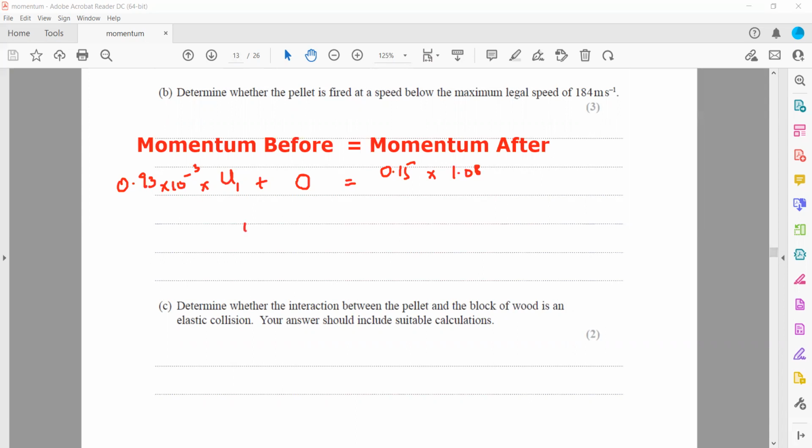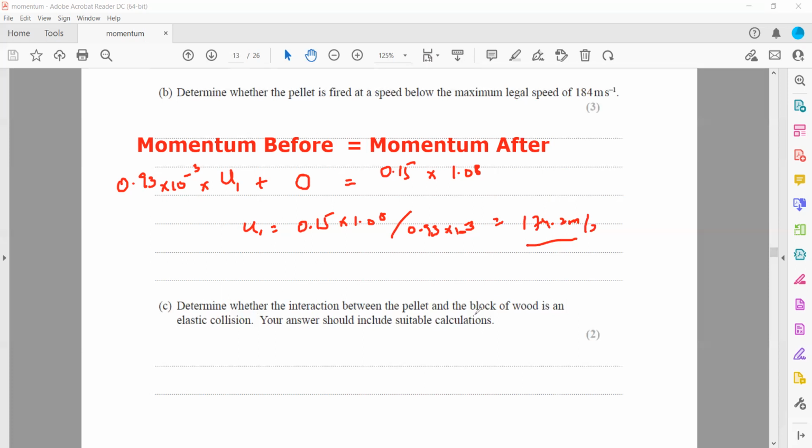When we simplify this, u1 is equal to 0.15 times 1.08 divided by 0.93 times 10 to the power minus 3. This gives us 174.2 meters per second. So it is below the legal limit. Our assumption is that the system is closed. A closed system means there are no external forces, so we always assume that the system is closed.